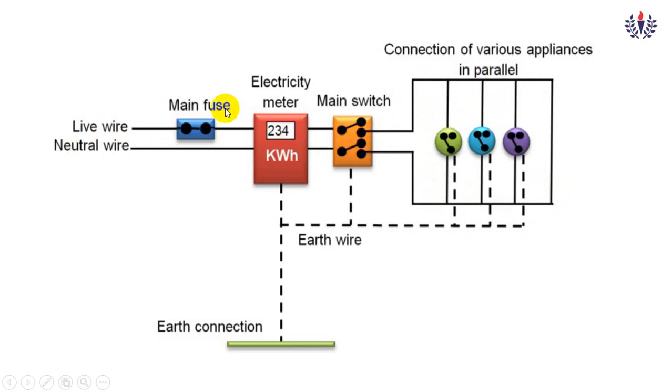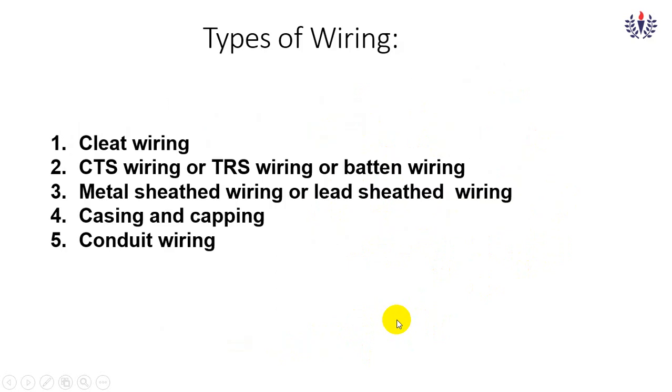So this is the main fuse. This is the meter. This is the main switch. From that, it is going to various switches. And these are the earth connections. This is quite simple and easy to understand.